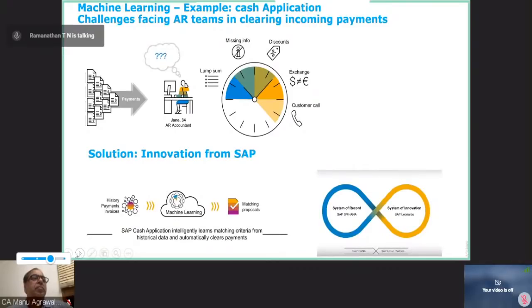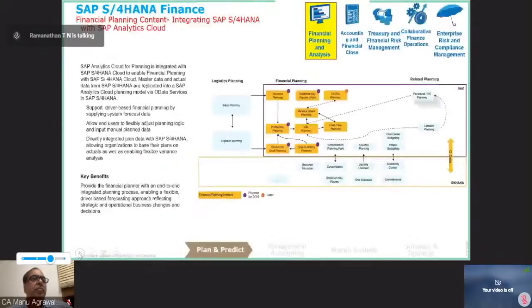That is what is being provided on the cash applications via machine learning capability from SAP. So this is something which you look at. This is on the automations bit of it, on the machine learning and the AI, just as an example.